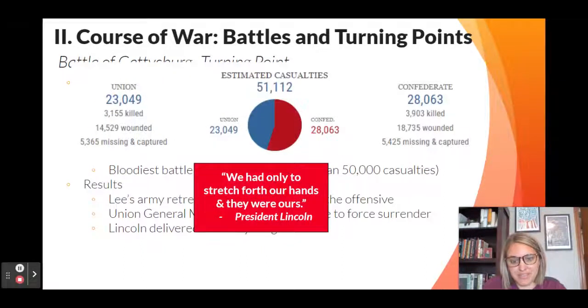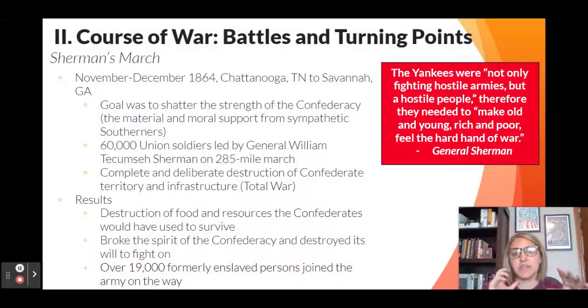Once again, the Union general, this time General Meade, does not follow Lee to force the surrender, leading to this quote by President Lincoln: "We only had to stretch forth our hands, and they were ours." Here's some more information about the casualties. Now, Lincoln delivers his inspiring Gettysburg Address that many people in previous generations often had to memorize in schools. We'll talk about the Gettysburg Address in our next lesson.